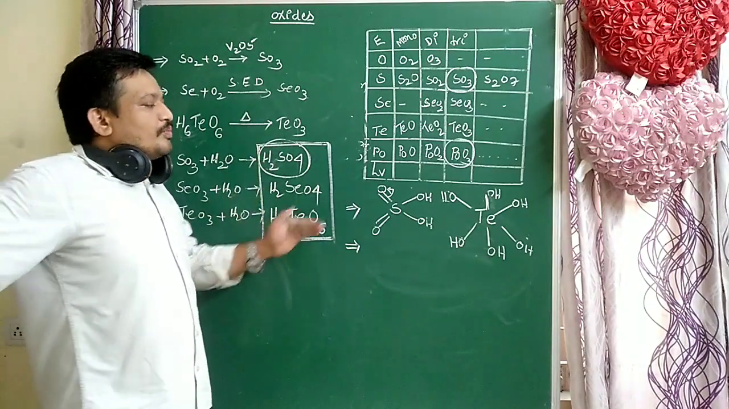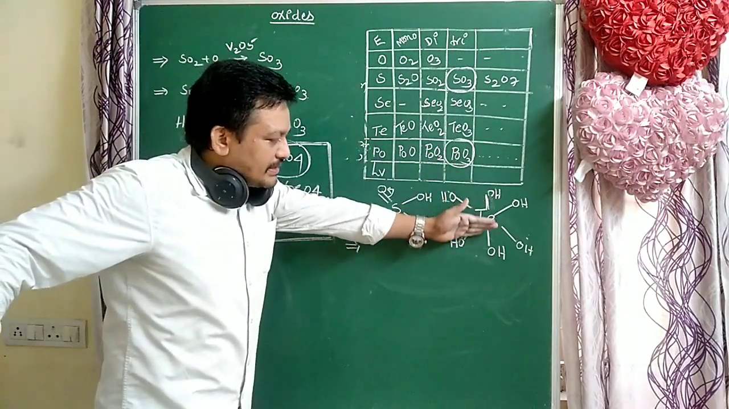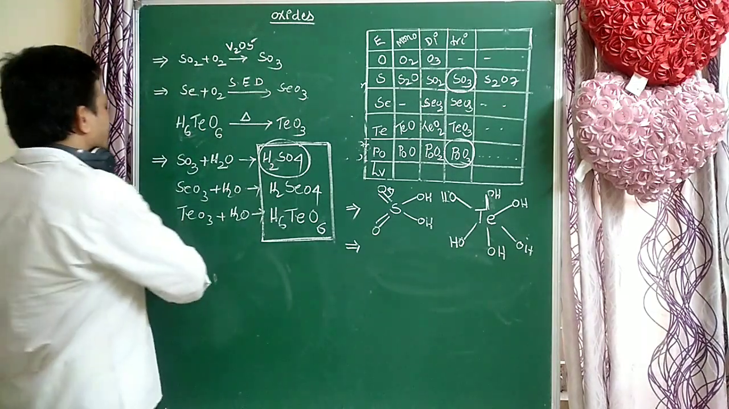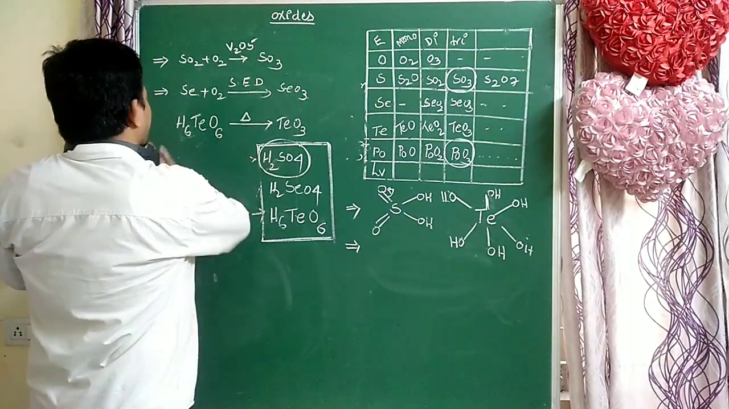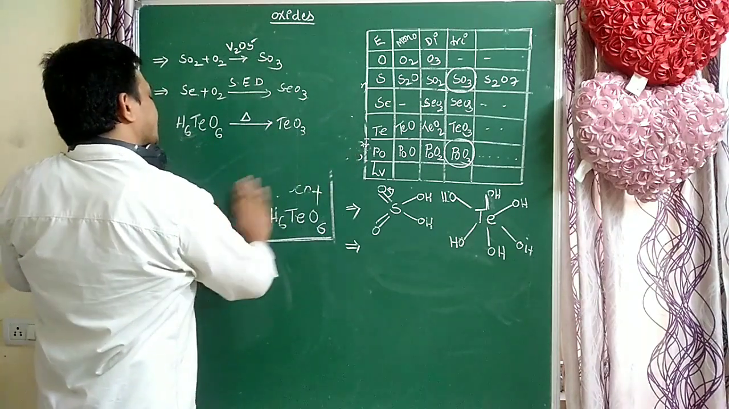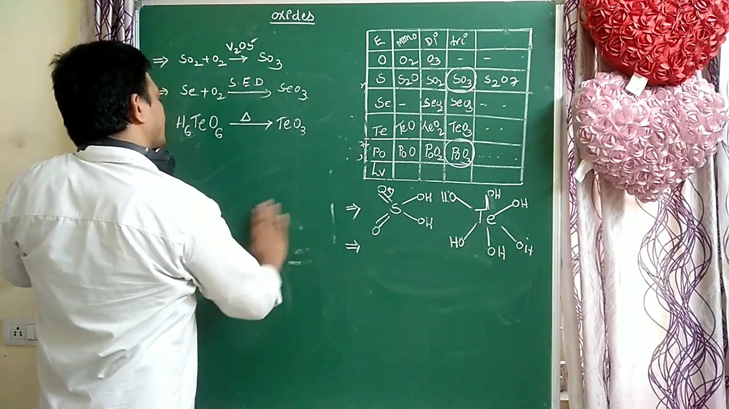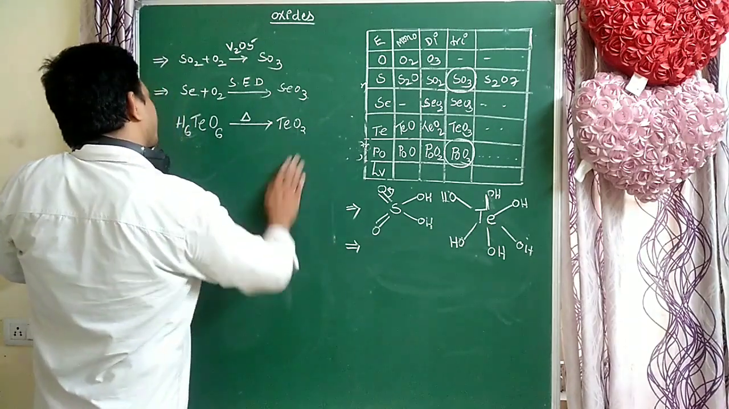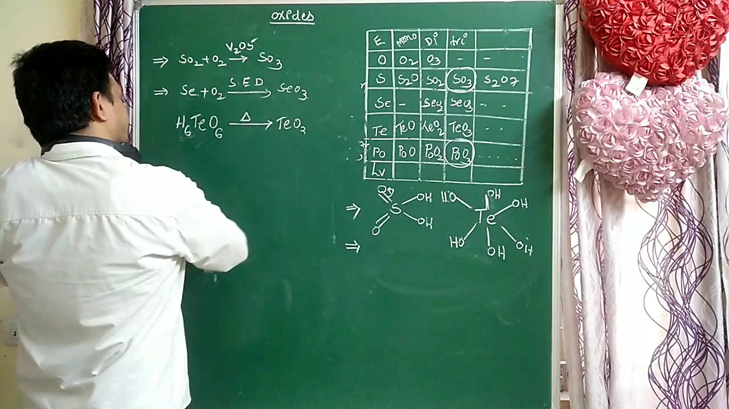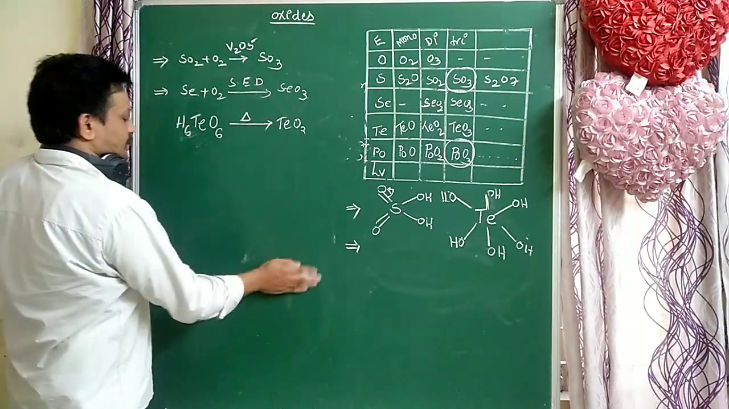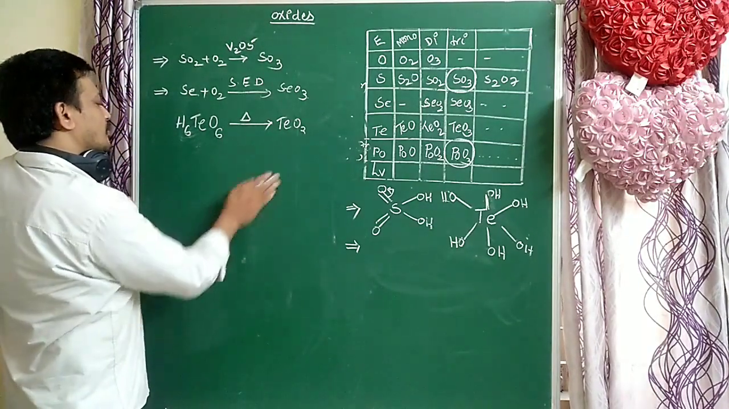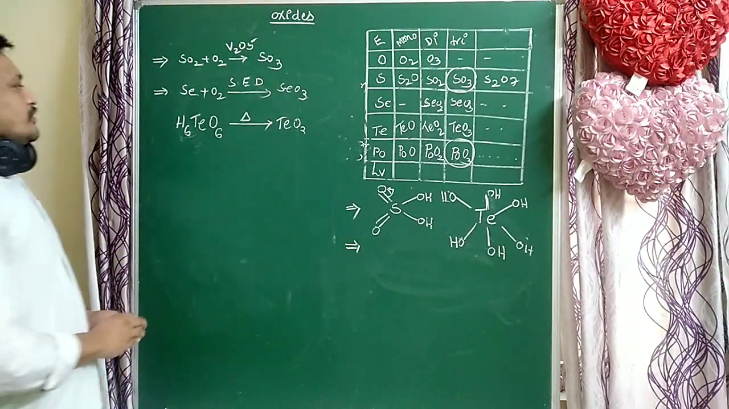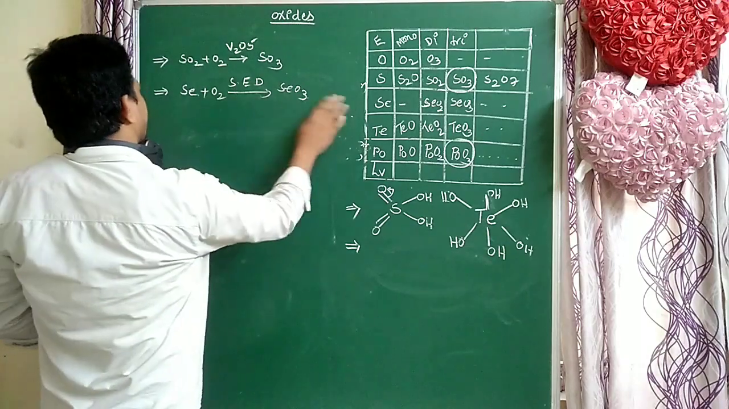So due to more protonated oxygens, acidic nature is less. And here solubility also decreases. TeO3 is less soluble in water due to less ability to form multiple bonds with oxygen. That is very important. So next, structures of trioxides.